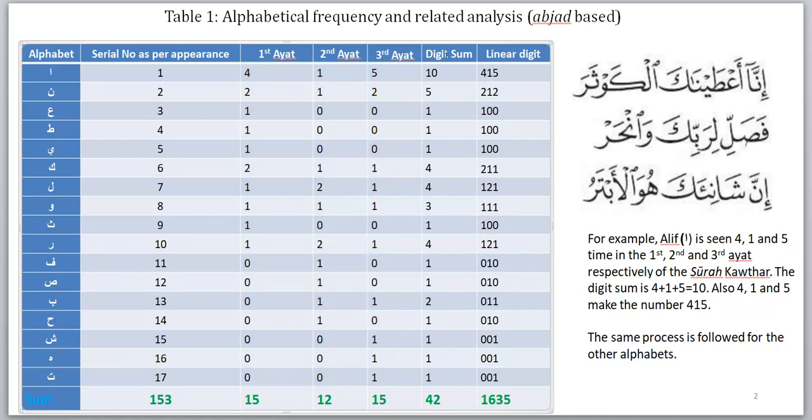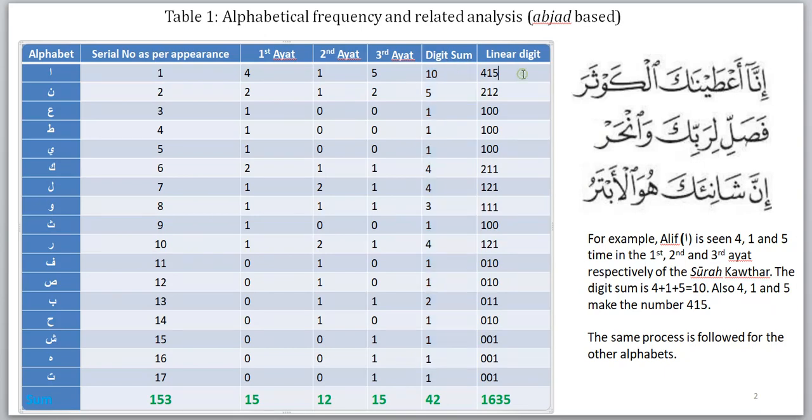If we go to the next column, that means digit sum. If we sum these three values, we got 10. If we sum these three values, we got 5. If we sum these values, we get 1. And likewise, other values are also placed.